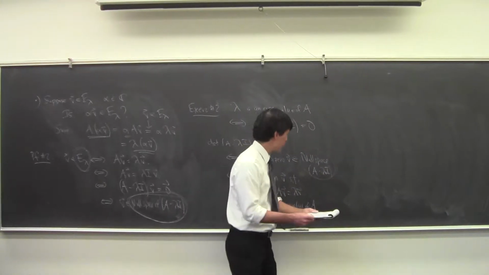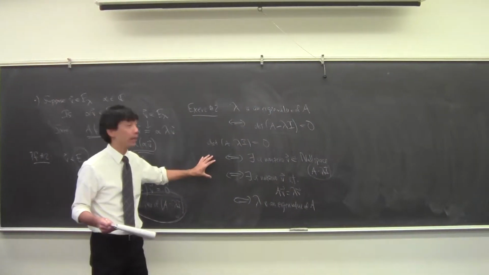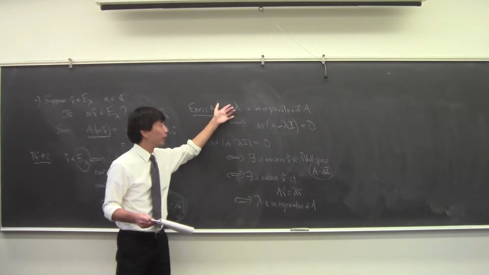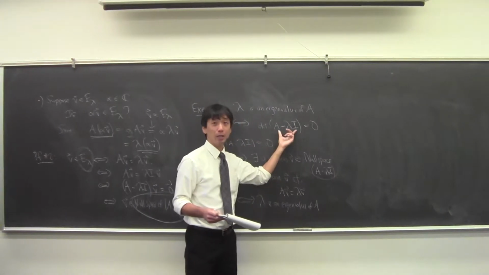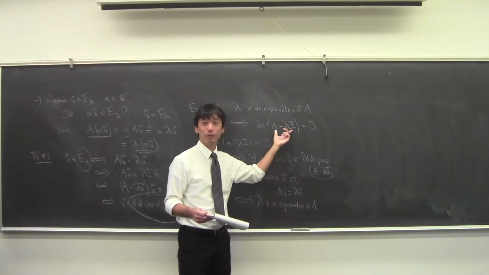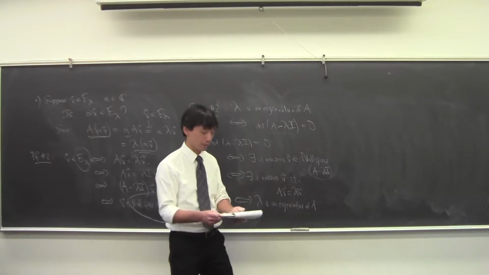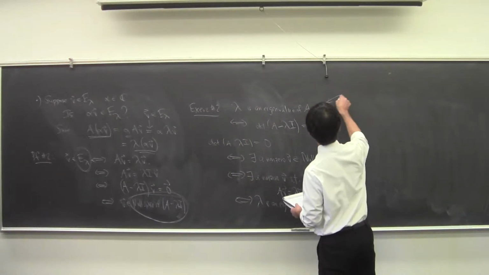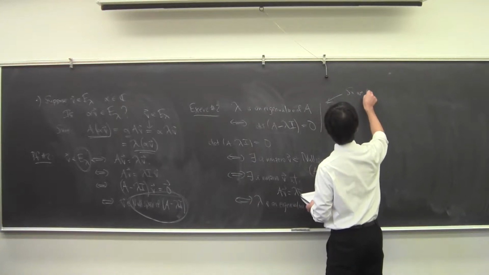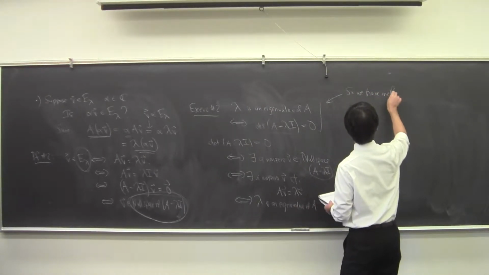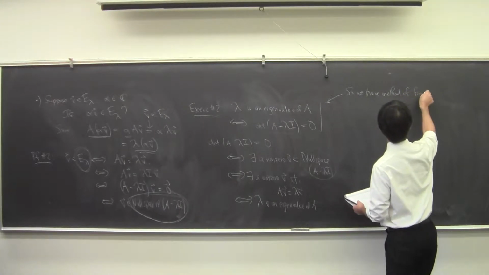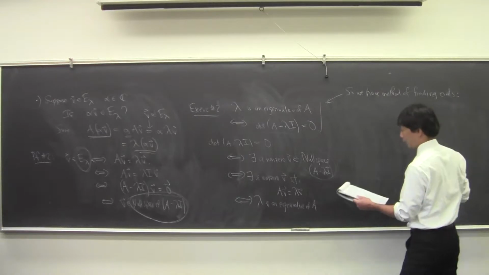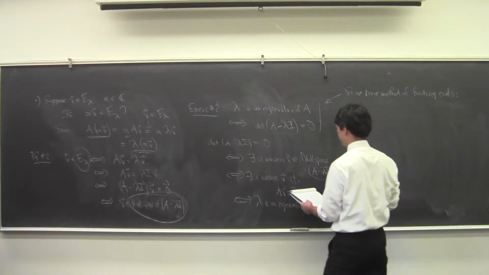Okay, so everybody all right with that? A number is an eigenvalue if and only if A minus lambda I is non-invertible. In other words, the determinant is 0. So this gives us a method of finding eigenvalues.